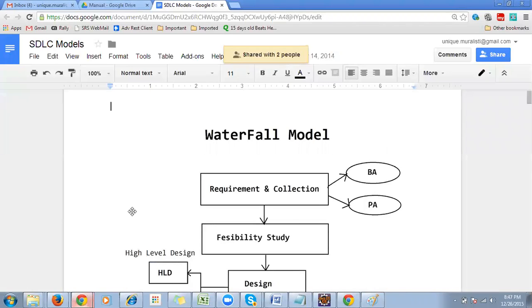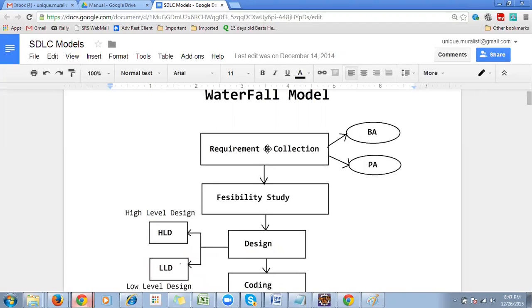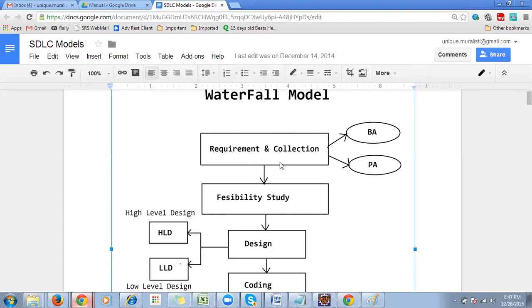So first, we'll see about the SDLC model basics. There are different kinds of models that have come into the industry to develop software. The first one which came into the industry is called the waterfall model. In the waterfall model, we first have requirement collection.